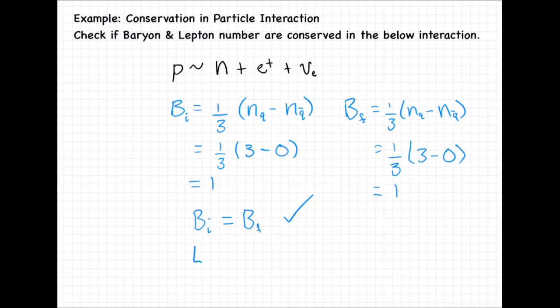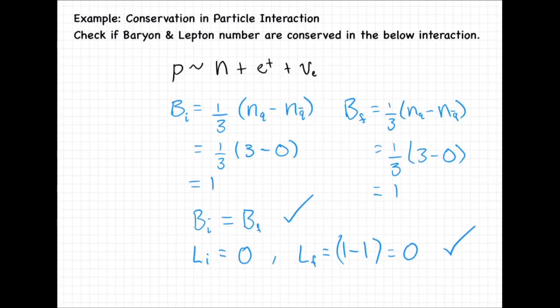How many leptons are present initially? 0. How many leptons are present finally? 1 lepton, 1 anti-lepton, 1 minus 1. So what does that tell us? It's all conserved. That interaction is entirely plausible.